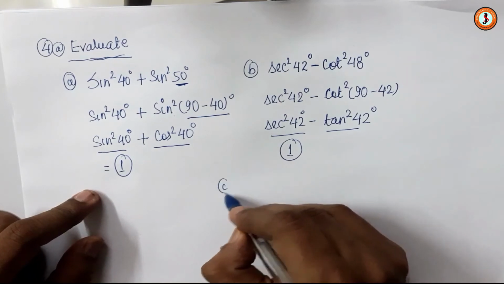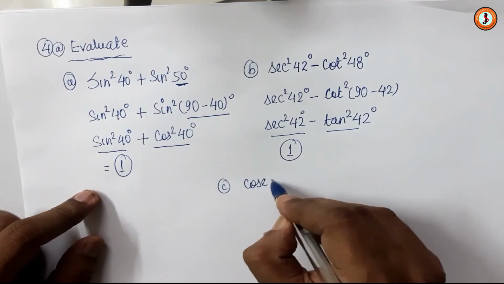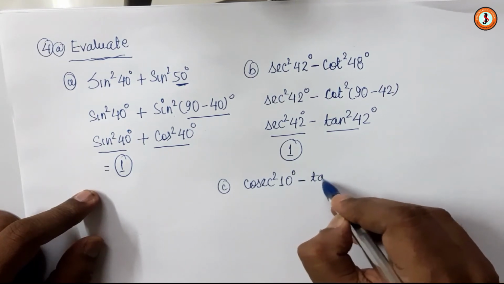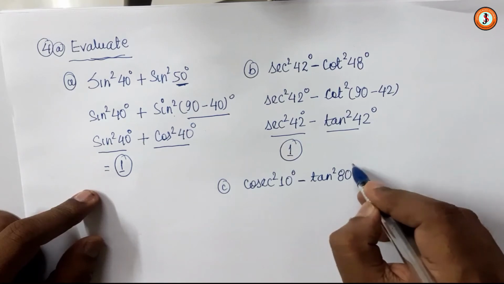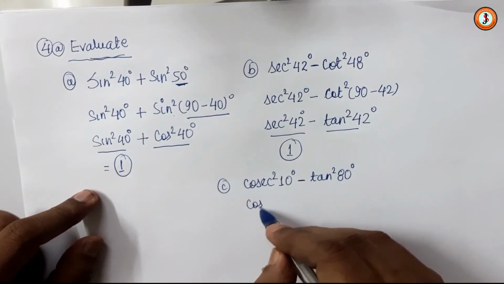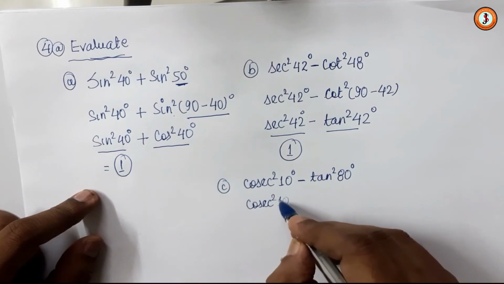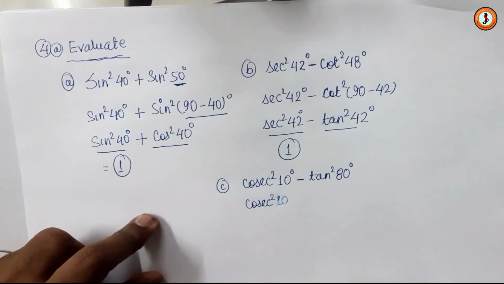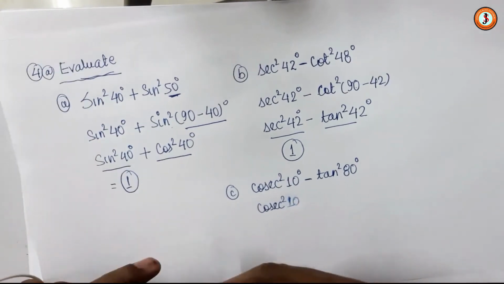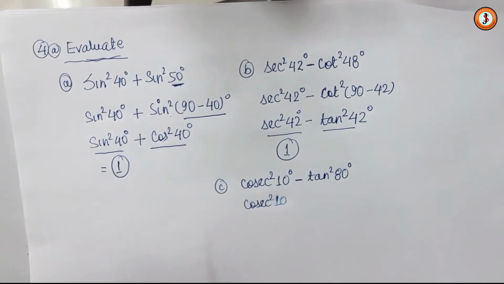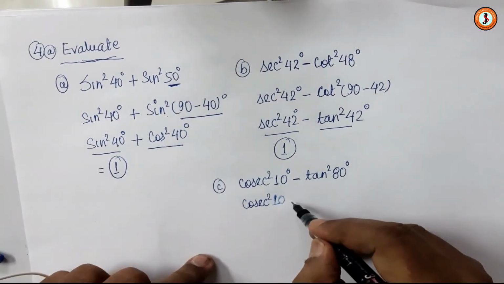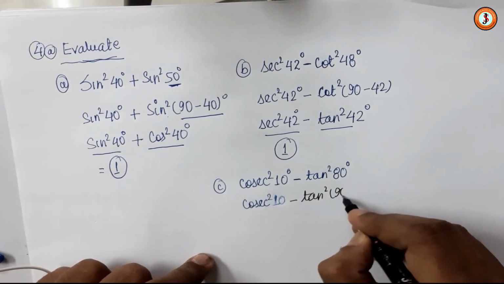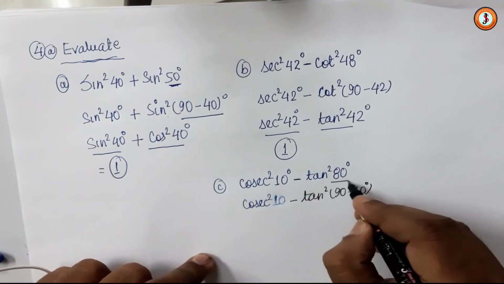Now one more last thing if I do, then it will be complete. Cosec square 10, suppose we have to evaluate, minus tan square 80. So I can write cosec square 10, alright, cosec square 10, and here what will happen, minus tan square 80 can be written as 90 minus 10 degree. Now see, first time only I change the angle.